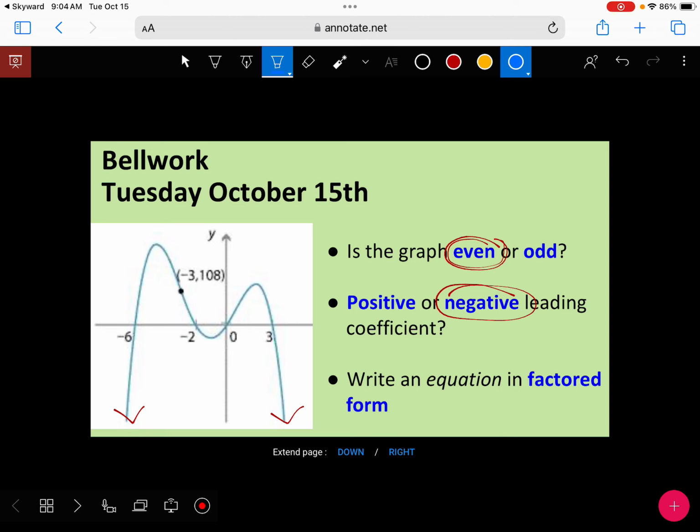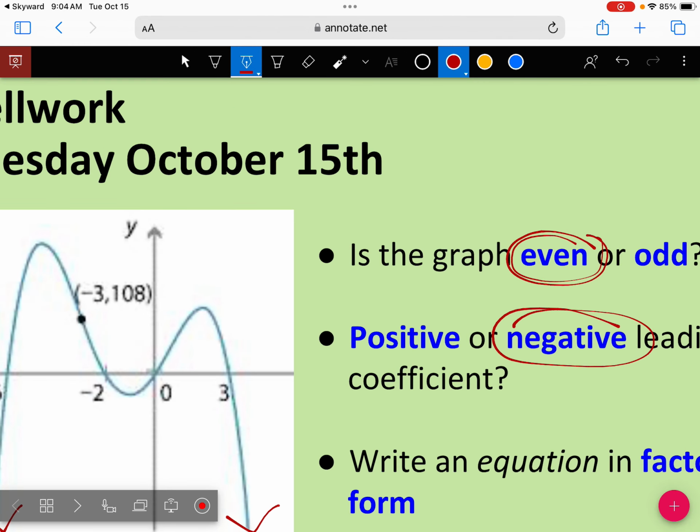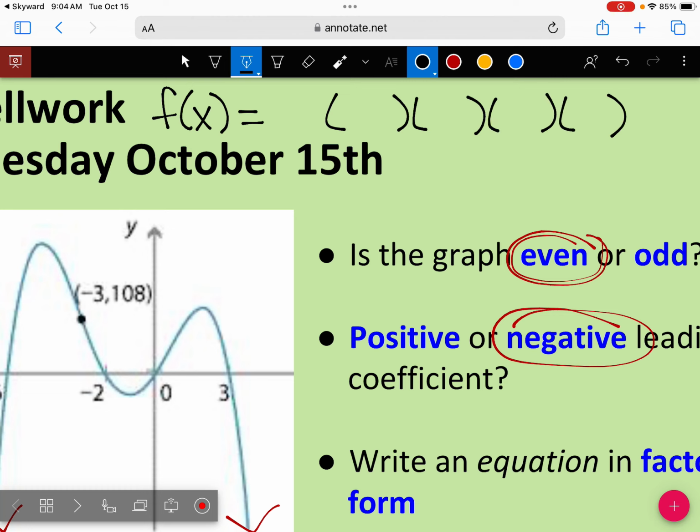Show me with your fingers how many times this graph goes through the x-axis? All right, 4. Good. So that means I'm going to make 4 parentheses. So I have f of x equals, or y equals, 4 sets of parentheses: 1, 2, 3, 4. Put an x in front of each one. And remember, you simply flip the sign. So wherever it crosses the x-axis, you're going to put the opposite number inside the factor.